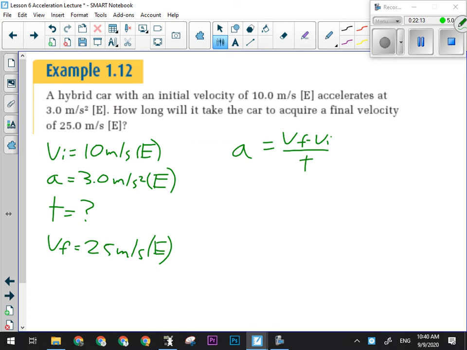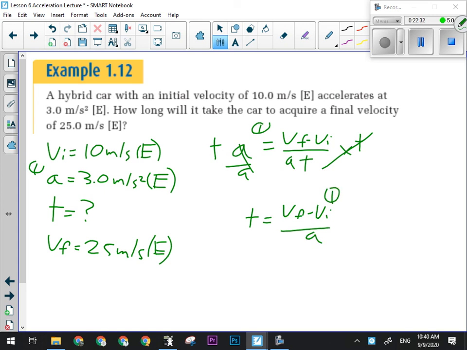Okay, so if this was a question on, let's say, a test or a quiz, you get 1 mark for your givens. You get 1 mark for picking the correct formula. Then I'd have to manipulate, so multiply both sides by t, divide both sides by a. Okay, so you'd get another mark there for manipulation. Sometimes I give another mark for plugging in the numbers, but not always. So in this case, we're looking at 25 minus 10 over 3. Okay, so 25 minus 10 is 15, divided by 3 is 5 seconds.